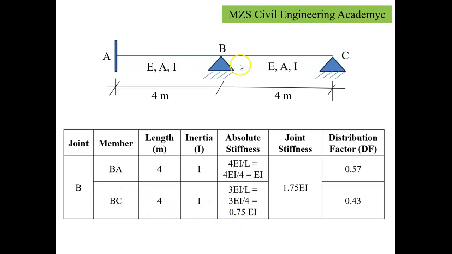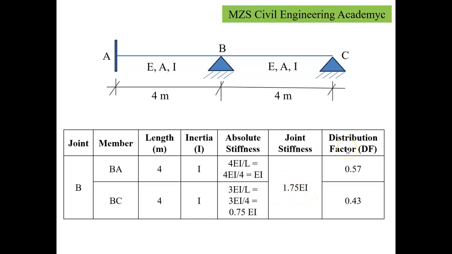In a similar way, I will go to the joint B and look towards the far end C. Far end C is a hinge. That's why in this case, absolute stiffness is considered as 3EI by L. 3EI by 4 comes out to be 0.75EI. This is the absolute stiffness of the member B to C. Now we'll talk about the joint stiffness. Joint stiffness is nothing but the summative value of these absolute stiffnesses. If I add these two values, 1EI plus 0.75EI, it is 1.75EI.